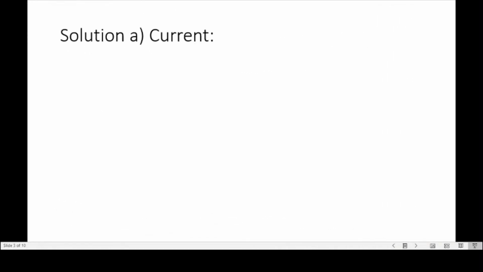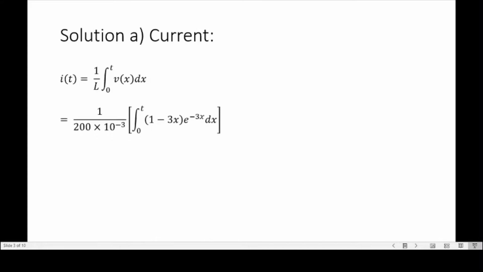We're going to solve it for current. So the current going through an inductor is given by 1 over the inductance, the integral from 0 to t of V(x) dx, where V(x) is just the voltage given in the variable x. So from there, we could substitute L for 200 millihenries, which is just 200 times 10 to the negative 3. The integral from 0 to t, and then we have the V(x) dx voltage.